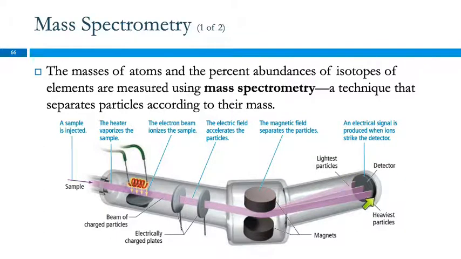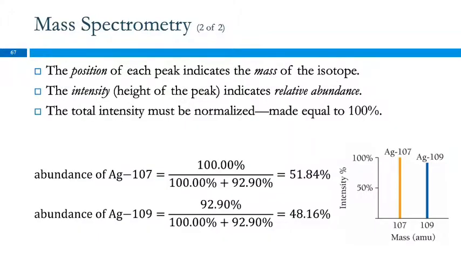We can separate them based on their masses and identify how many of each mass there are by the amount of signal that we get. So the position on the detector gives us the mass of the isotope.